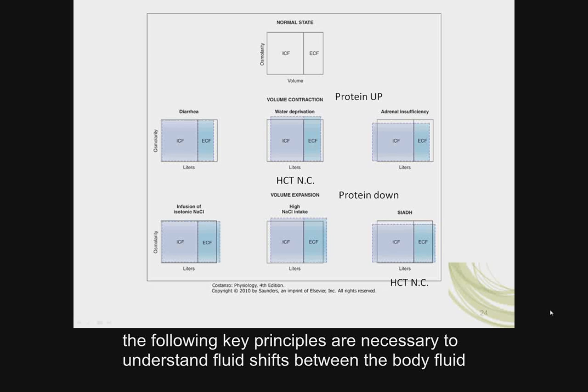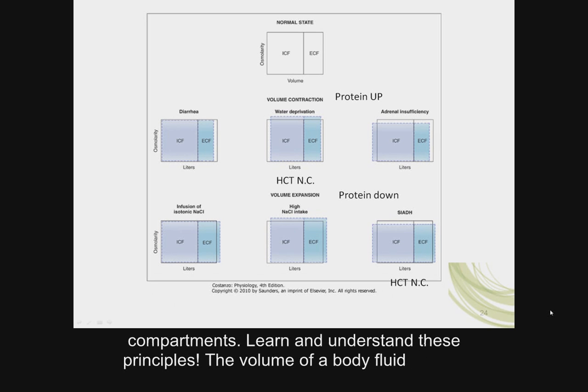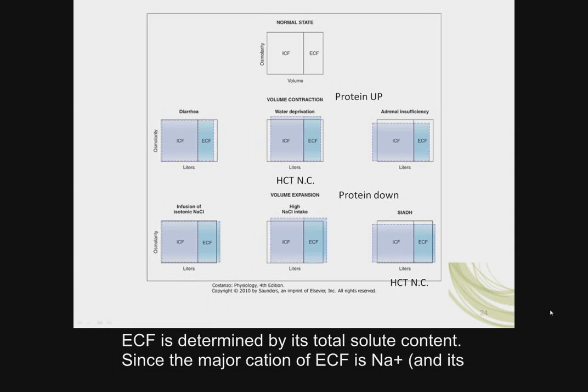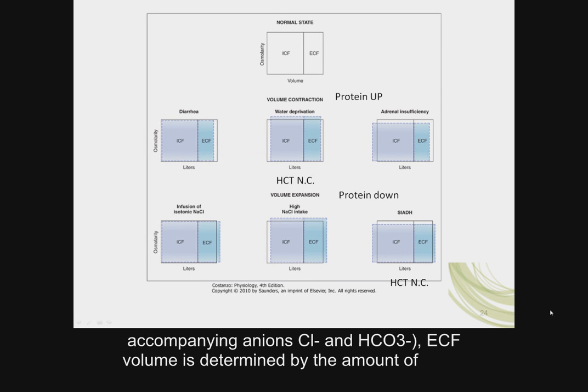The following key principles are necessary to understand fluid shifts between the body fluid compartments. Learn and understand these principles. The volume of a body fluid compartment depends on the amount of solute it contains. For example, the volume of the extracellular fluid is determined by its total solute content. Since the major cation of the extracellular fluid is sodium and its accompanying anions, chloride and bicarbonate, ECF volume is determined by the amount of sodium chloride and sodium bicarbonate it contains.